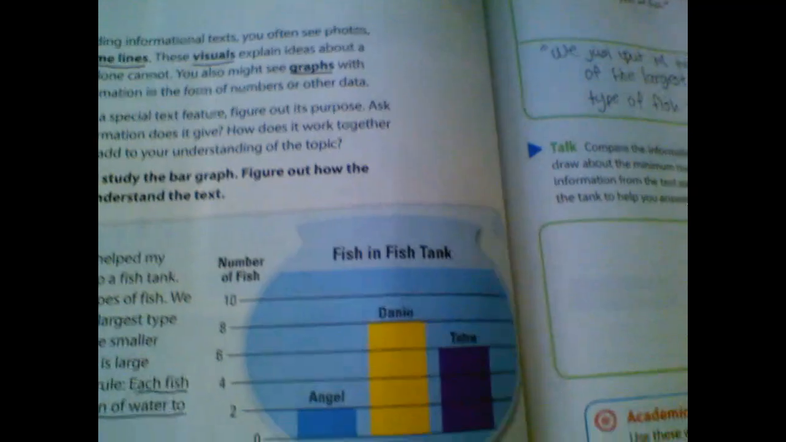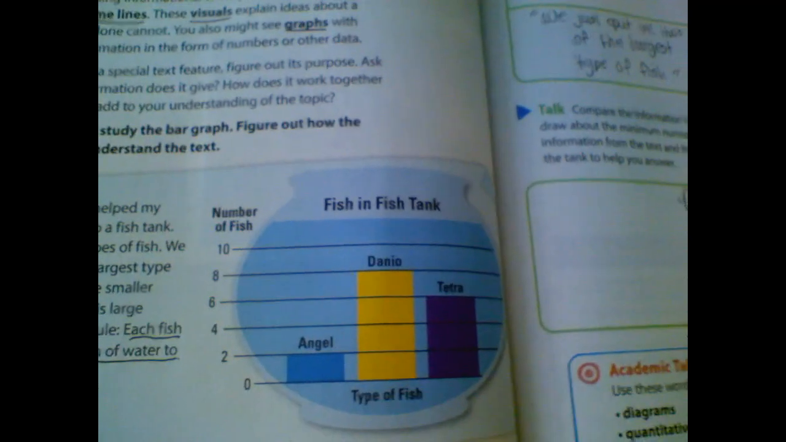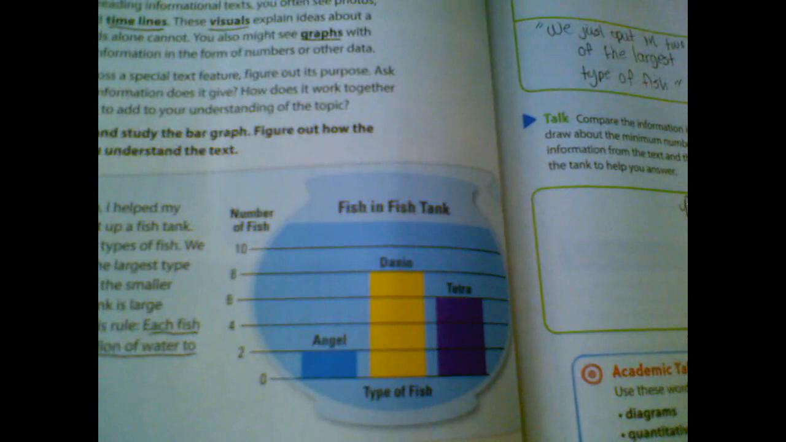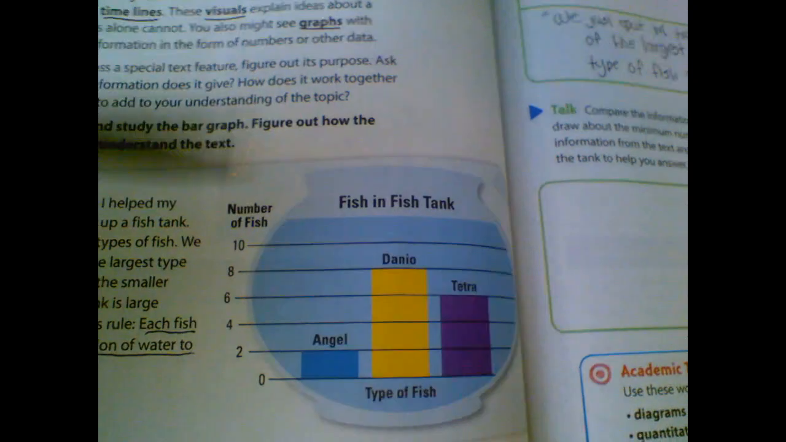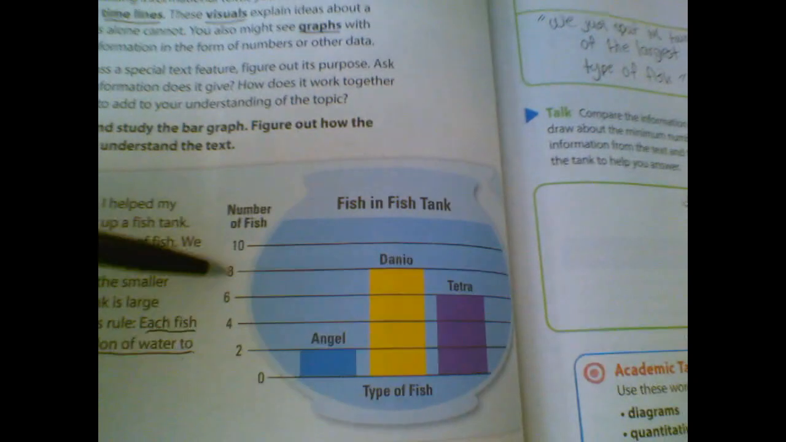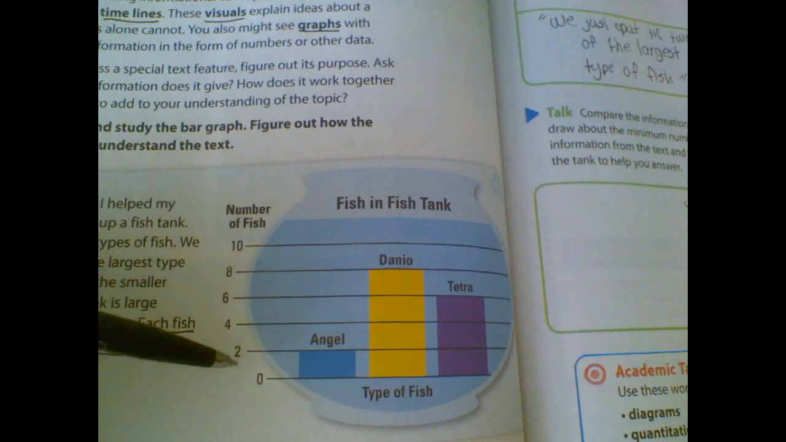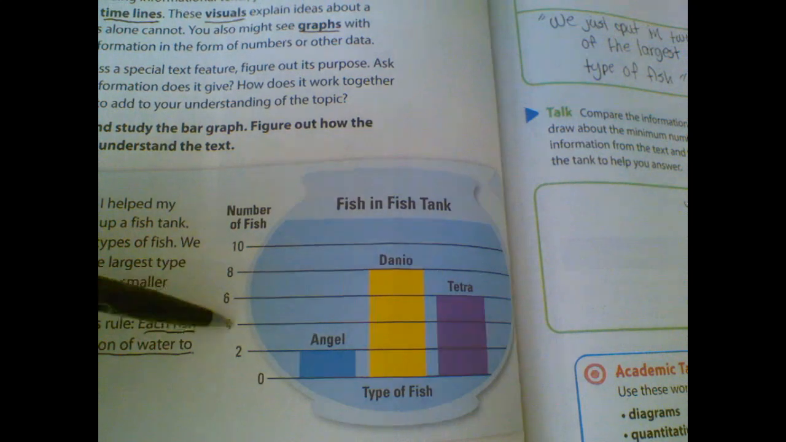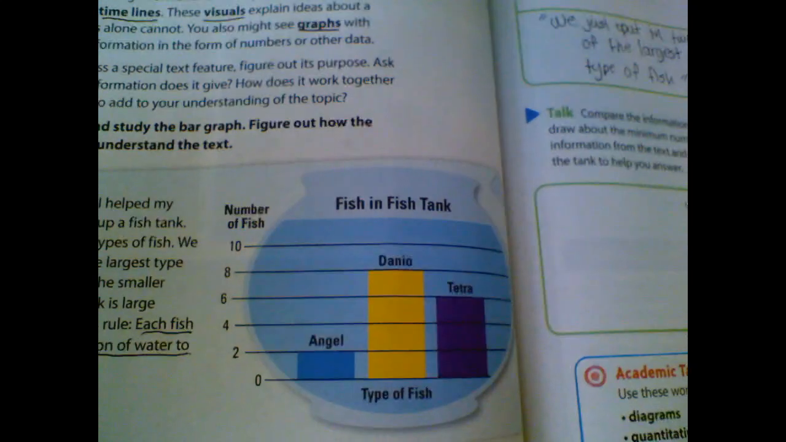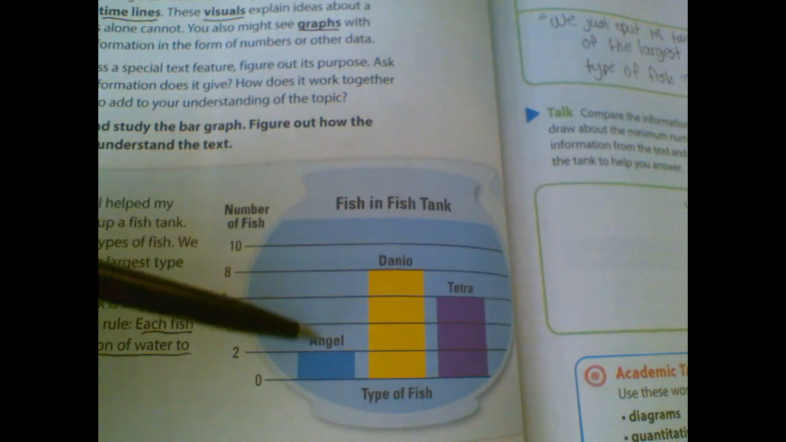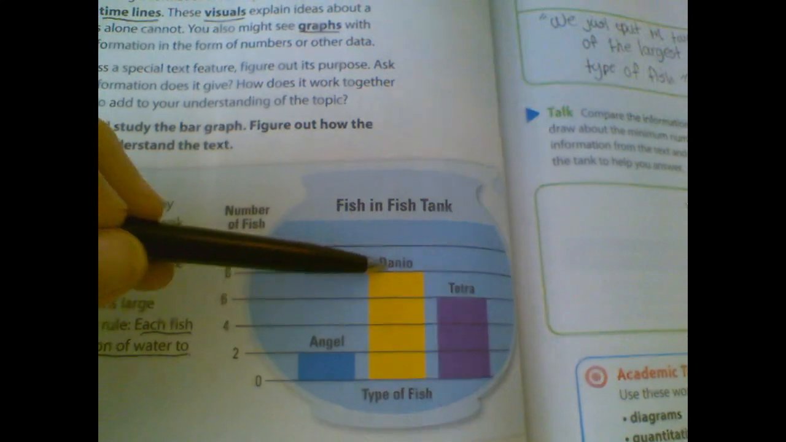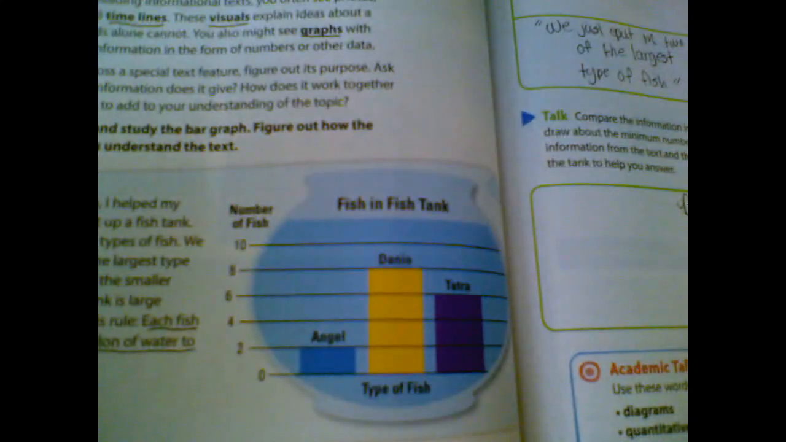All right, now let's go over here and look at my bar graph. At my bar graph, we see the title, fish in a fish tank. Over here on the side, this tells us our number of fish. It's counting by 2. So we start here at 0, go up to 2, 4, 6, all the way to 10. And down here at the bottom are our types of fish. So we have an angelfish, a Dineo fish, and a tetra fish.